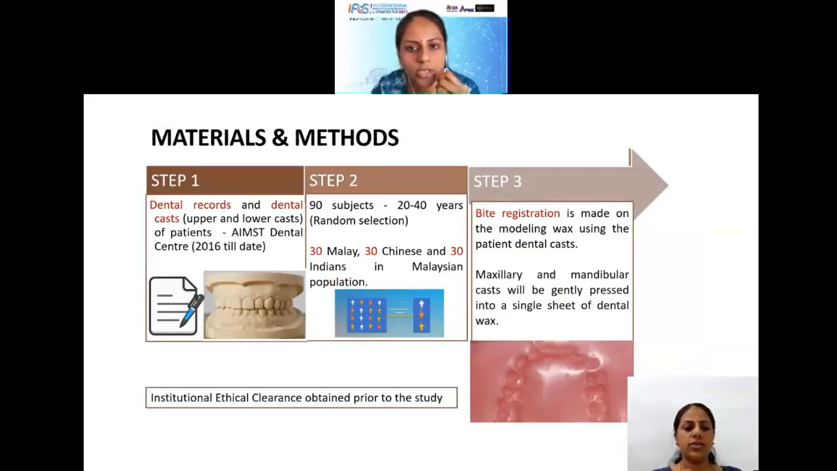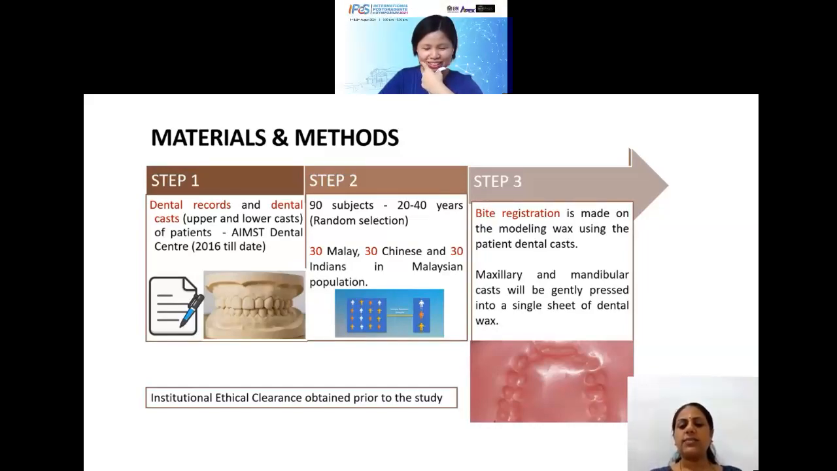In this study, the dental records and dental casts of patients who had visited the AIIMS Dental Center were taken from 2016 until date. 90 subjects in the age group of 20 to 40 years, irrespective of gender, were selected: 30 Malay, 30 Chinese and 30 Indian races in the Malaysian population. Then bite registration was made using modeling wax on the patient's dental cast.